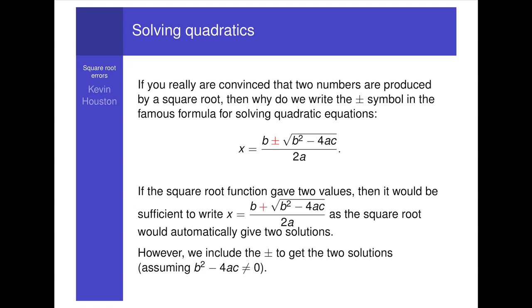However, we include the plus minus to get the two solutions, assuming b squared minus 4ac is not equal to 0, as if b squared minus 4ac equals 0, then we only get one solution.